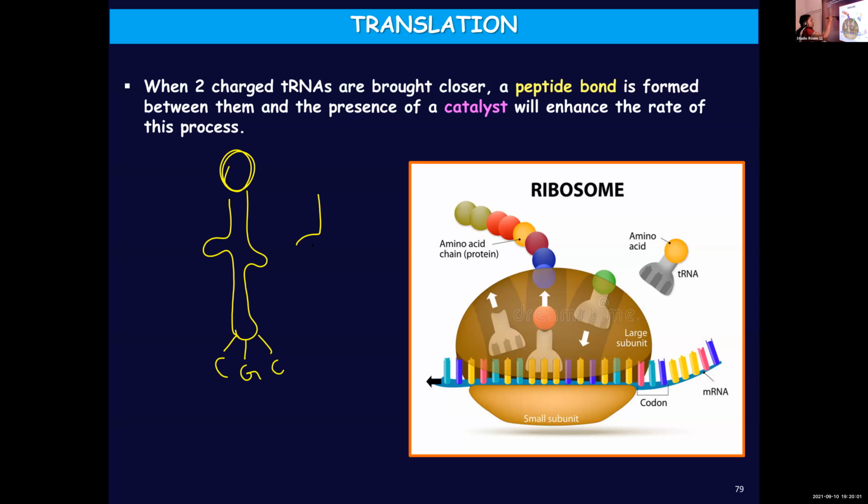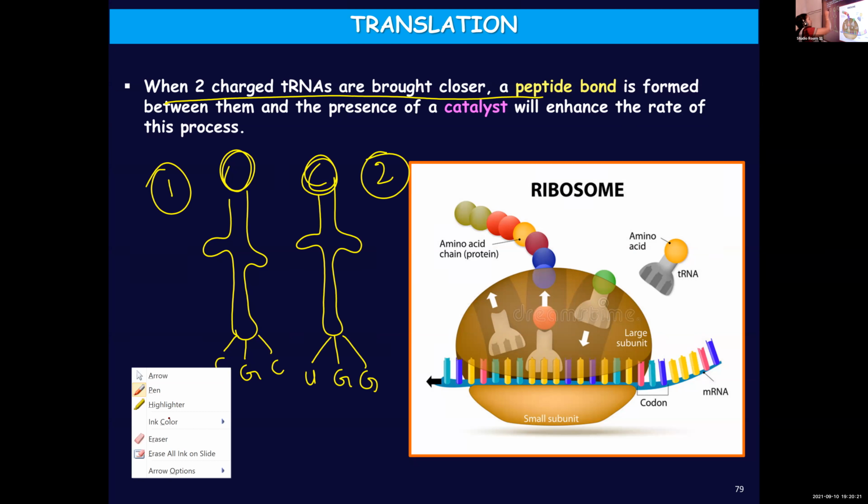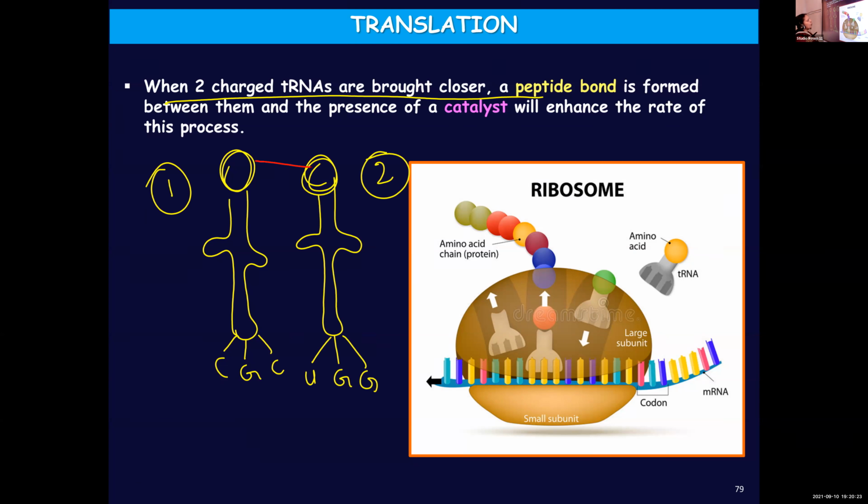Then another charged transfer RNA. Here there is an anticodon, and here another amino acid. So this is the first charged transfer RNA, second charged transfer RNA. When two charged transfer RNAs are brought together, a peptide bond will be formed between both of them. Okay, Nandana? Yes, ma'am. And when a catalyst is present, this will speed up the rate of reaction. So that is what is mentioned over there.